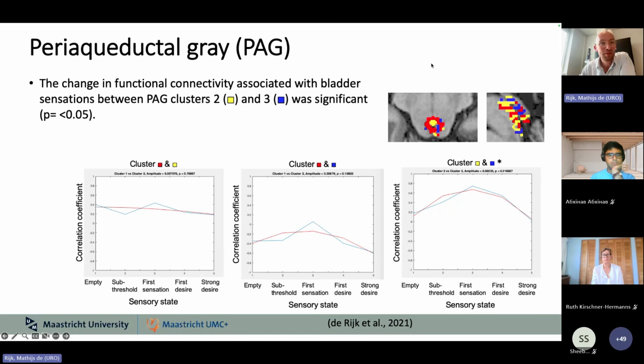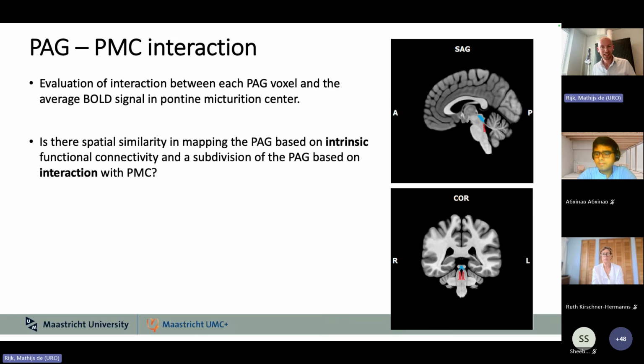And then we see that between two of the clusters that we identified, there was a significant change in functional connectivity between those areas, with the strongest connectivity being around that first sensation point. So that also shows that those clusters that we identified are relevant in the context of evaluating changes in bladder sensations, right? And then we are also interested in the interaction between the periaqueductal gray and the Pontine micturition center.